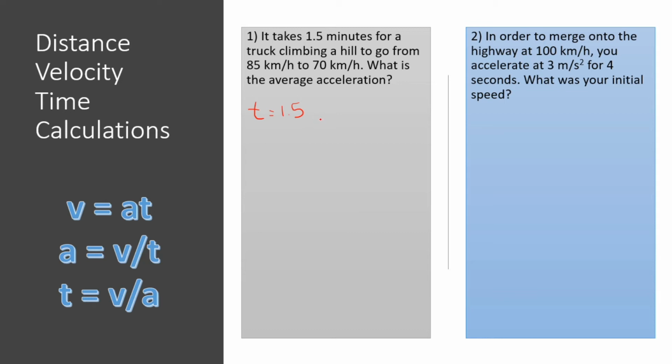So I wrote down my time already. This time, I'm not going to change it into hours because when we do acceleration, we're in meters per second squared. So I'm going to take my 1.5 minutes and I'm going to multiply it by 60. And that is going to give me 90 seconds.